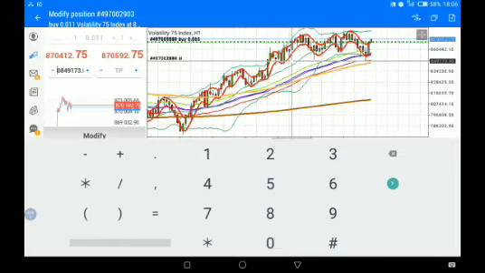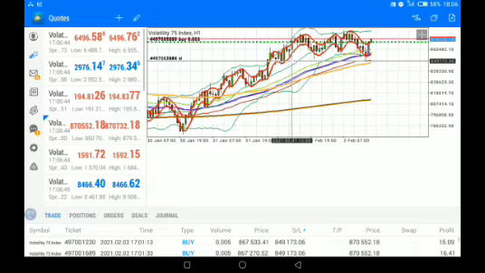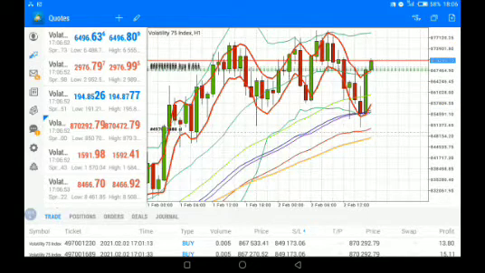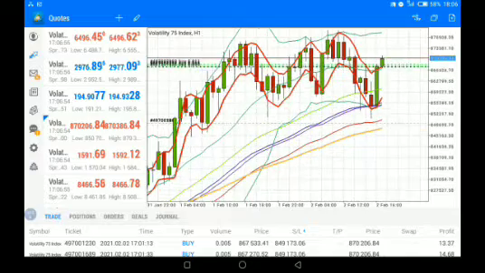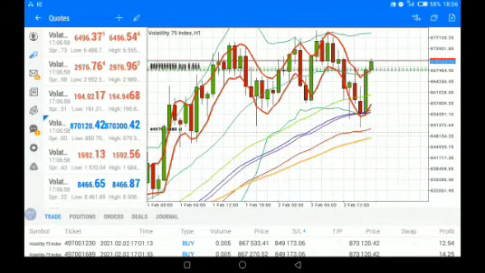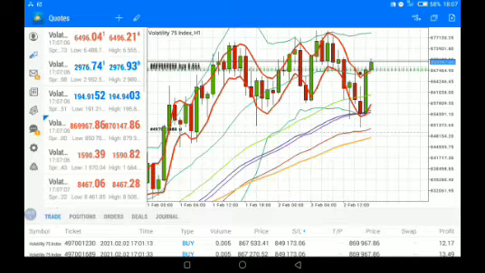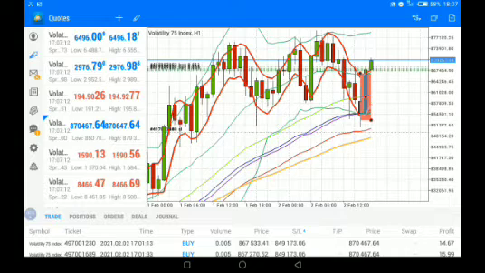Alright, so this is it. Like I always say, I consider candlesticks a lot in my trading decisions. So we could actually see what candlestick pattern we have here. This candlestick pattern is actually a bullish engulfing candlestick pattern.